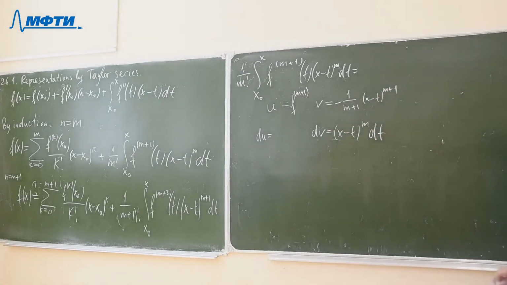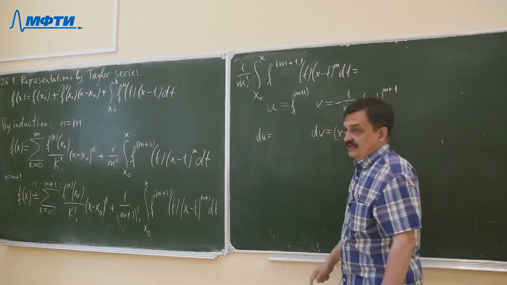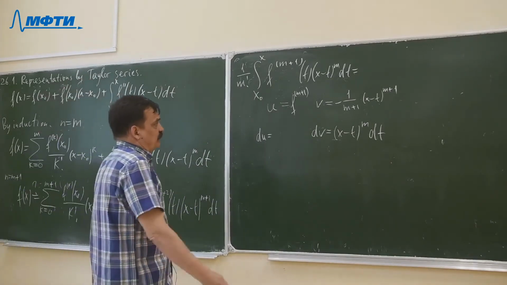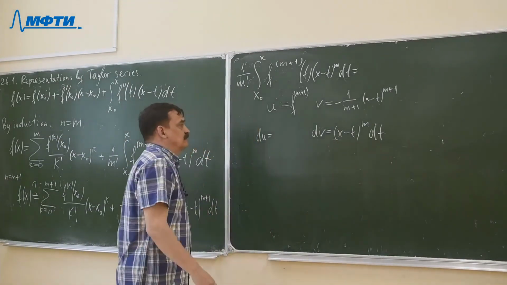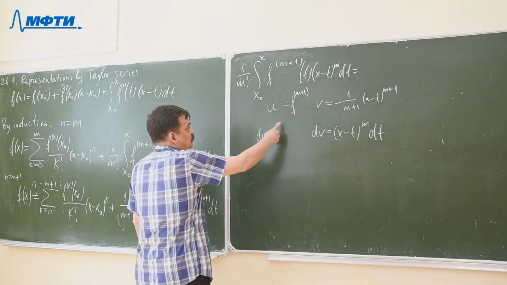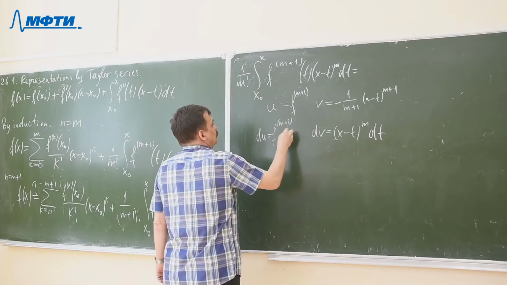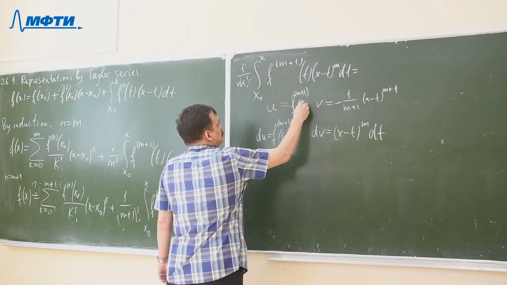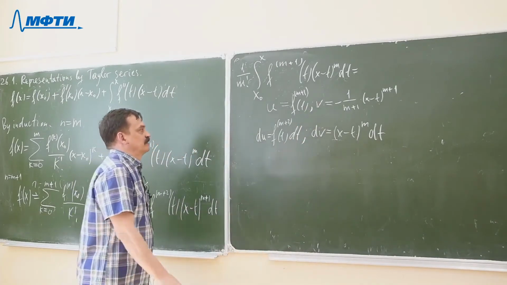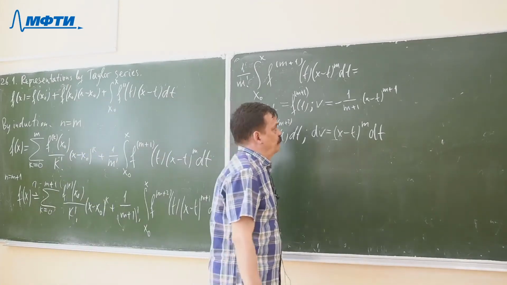So it is easy to check that if you differentiate it with respect to t, remember x is fixed, it is a constant now, then we obtain precisely this function, x minus t to the power m. And du is, if we take the differential, the derivative of order m plus 2 of t, dt. So that is the table to apply for integration by parts.